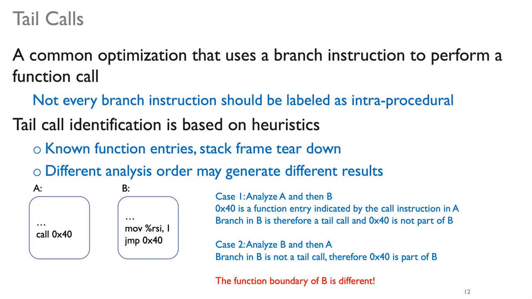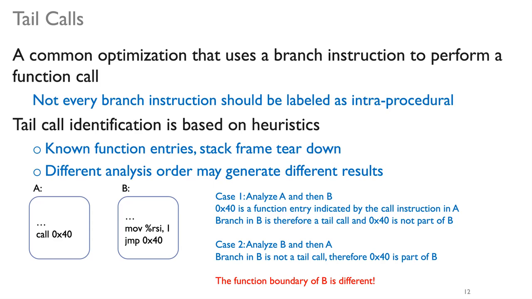The third one is tail call, which is an optimization that uses a branch instruction to perform a function call. A tail call is only possible for function calls at the end of a function. Tail calls mean that not every branch instruction should be labeled as intra-procedural. Tail call identification is based on heuristics. For example, a branch to a known function entry point is a tail call, and a branch that has stack frame teardown before it is a tail call. However, different analysis order may generate different results.